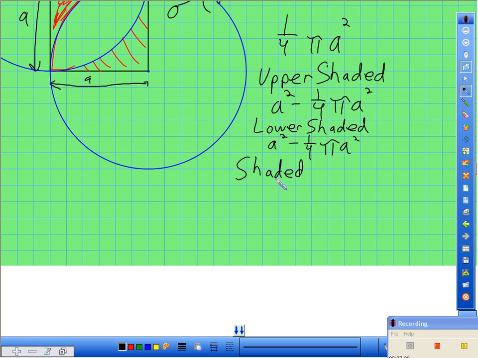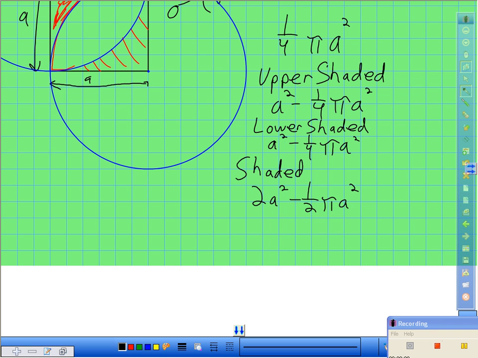So, if I multiplied that by 2, that would be what? You want to just do parentheses? You can. Or do you want to just go ahead and multiply it? Okay. So 2 times A squared is 2A squared. And then 1/4 times 2 is what? 2. Alright. So 1/2 pi A squared. So that's the area of the shade.